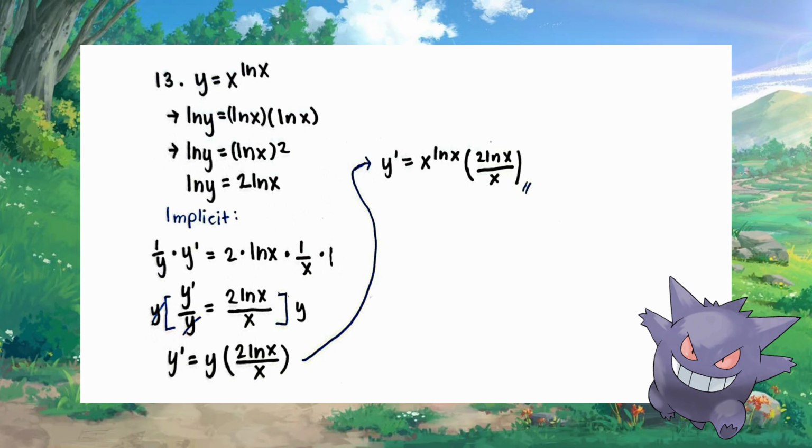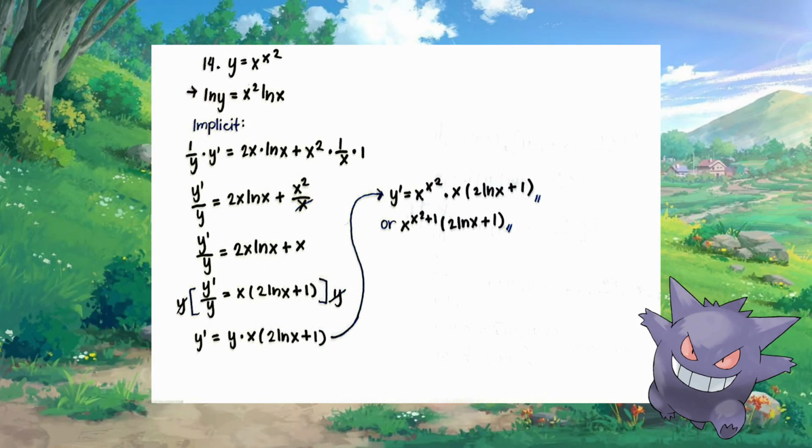Then now we can multiply both sides by y so that we cancel the denominator y on the left side, and now it will become y prime is equal to y times 2 ln of x over x. And then substitute the value of y, which is x raised to ln of x. The final answer will become y prime is equal to x raised to ln of x times 2 ln of x over x.